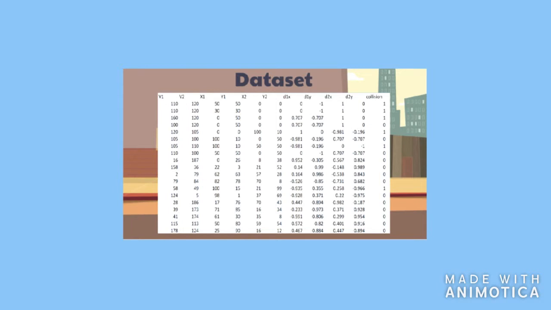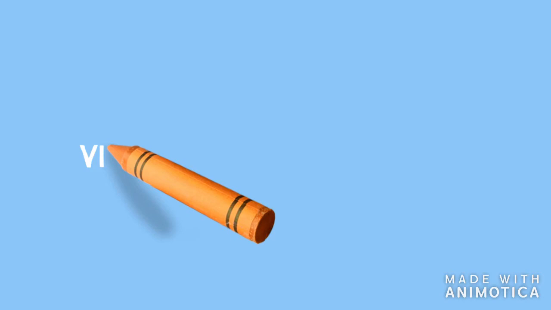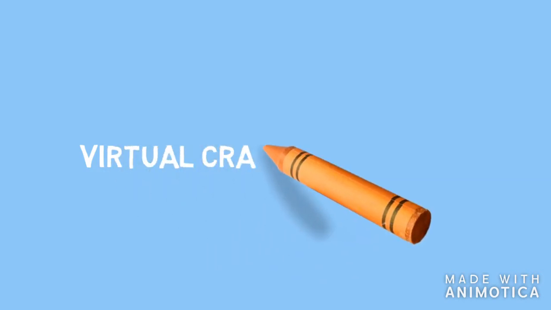V1, V2 are respective speed of vehicles, x1, y1 and x2, y2 are the position vectors, rest are the direction vectors on which we have calculated the collision. We verified this data set using the Virtual Crash 3 software.